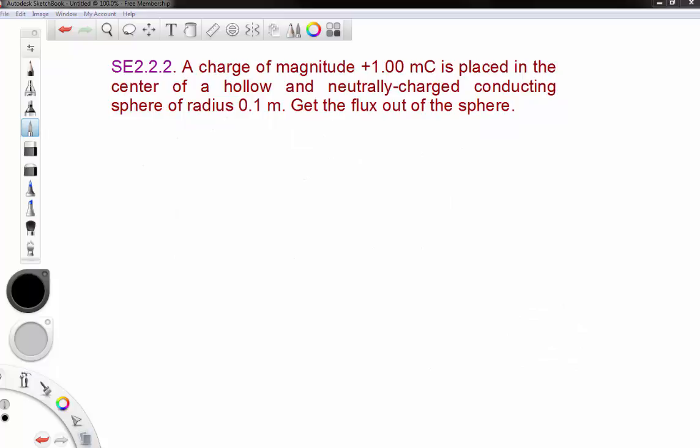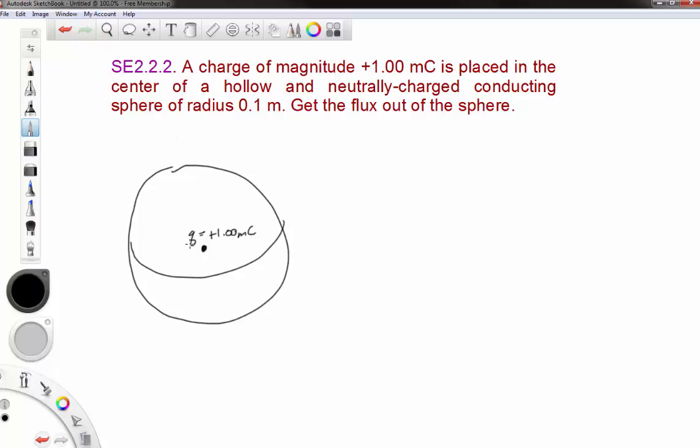For our second example, we have a charge of magnitude 0.1 millicoulombs. So we'll go ahead and put that right here: plus 1.00 millicoulombs is the charge. And it's in the center of a hollow, neutrally charged conducting sphere. So our sphere maybe is out here, something like this. And the radius was 0.1 meter. R equals 0.1 meter. So now we've got to get the flux out of here.